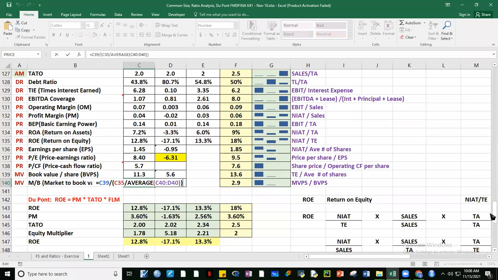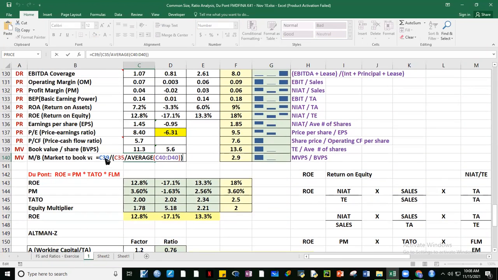Okay. So what's this formula, guys? This is the market per share ngayon, market value, divided by book value per share, which is simply your total equity divided by your average number of shares. Okay, so let me give you a few seconds maybe to follow along.